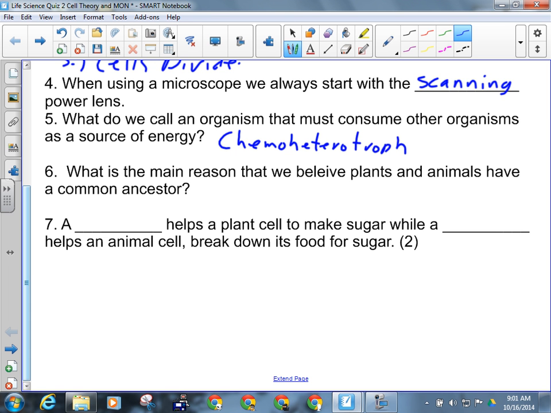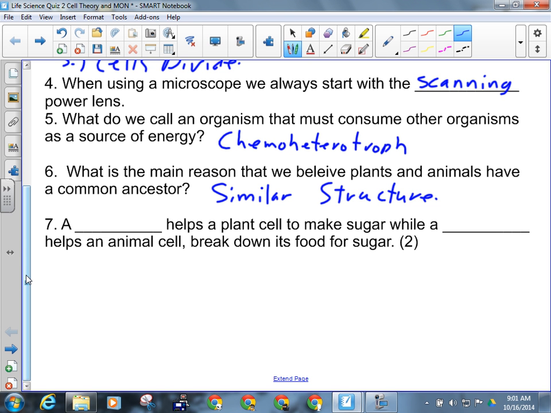What's the main reason that we believe plants and animals have a common ancestor? Quinn. I like that. That's a very verbose way of saying similar structure. There's something about that. That's great. Okay, they have a lot of similar structures and processes or something along those lines. Okay, you give them a mark for that. And number 7 is going to be out of 2 marks.